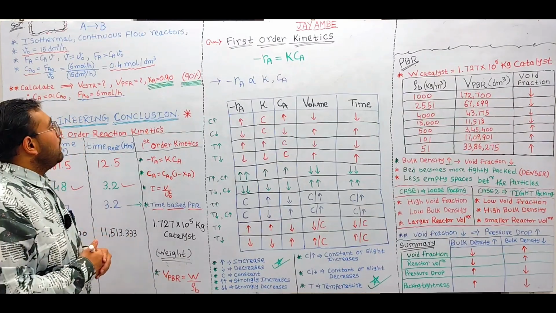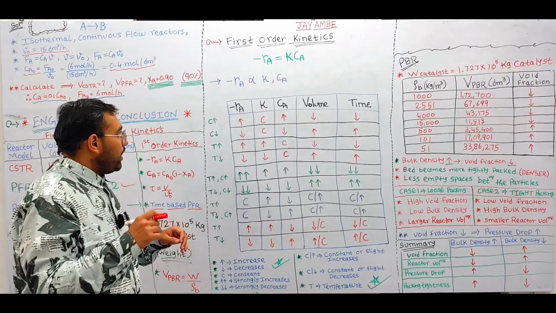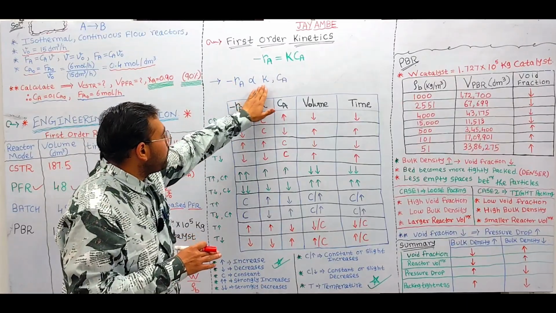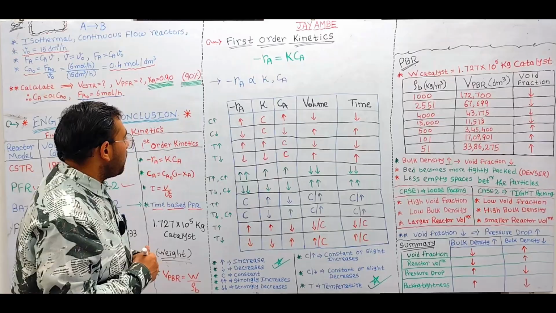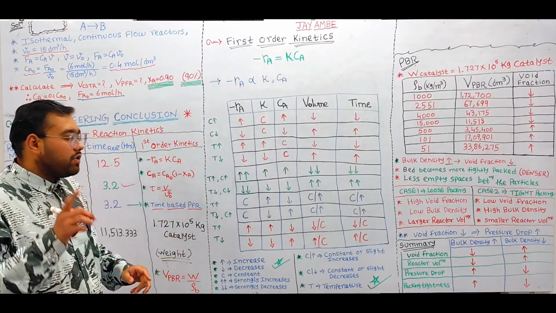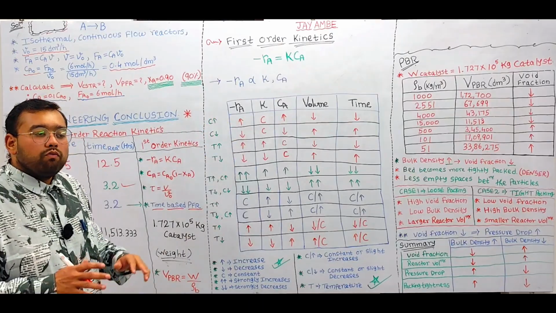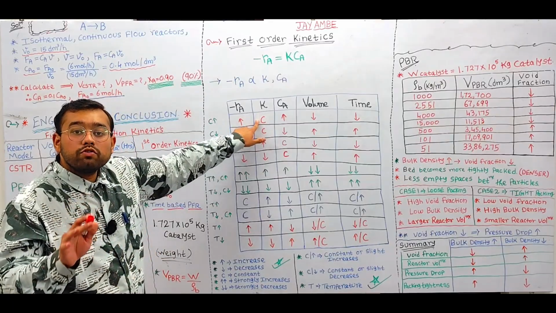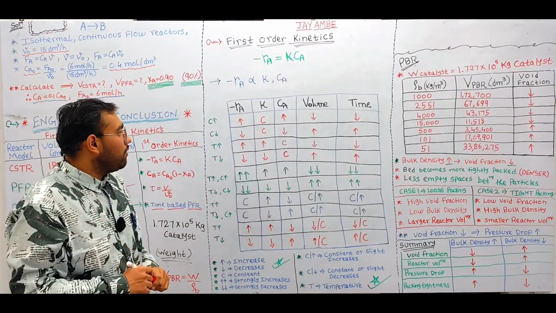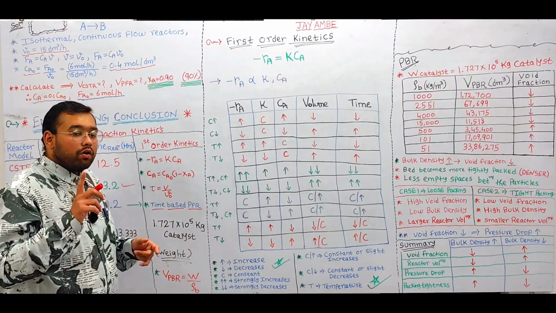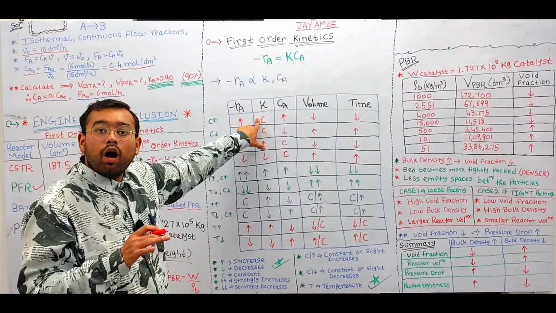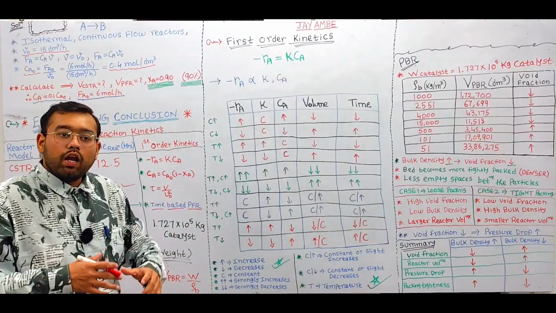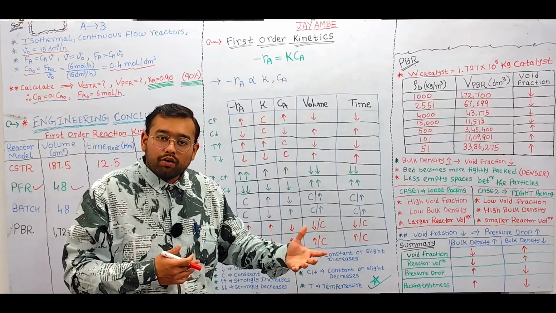So for first order reaction kinetics, for the given rate law minus Ra is equal to Kca, we have direct proportionality of the reaction rate with the rate constant K and the concentration of reactant Ca. Now we'll understand the first part. What if I keep the rate constant to be constant? Understand carefully. How will it affect the reaction rate and the concentration, and how will it affect the volume of the reactor or the reaction time?